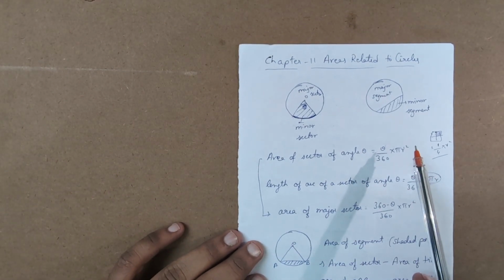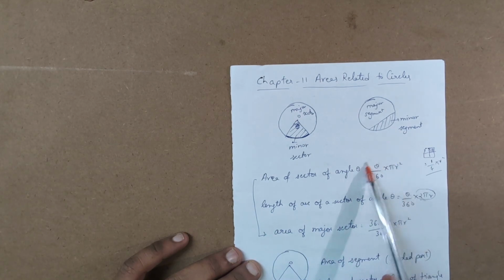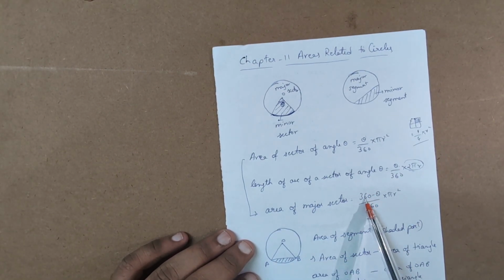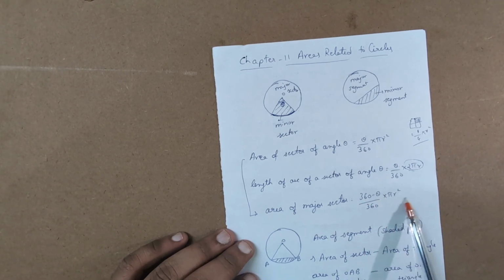Whereas the area of the major sector is simple, that is total area minus the minor area. You can also say that the total angle is 360, so it is 360 minus theta by 360 into pi r square.